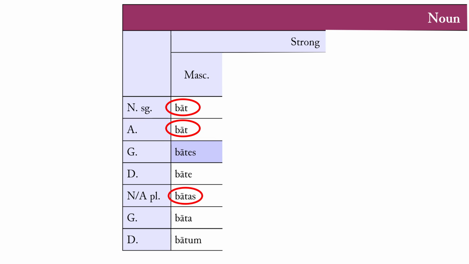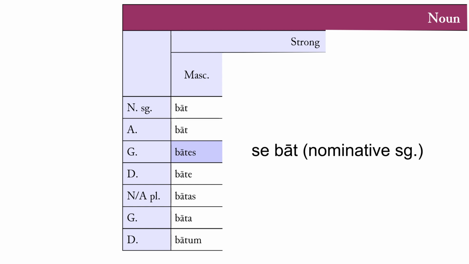In practice, you'll often know from the context whether your noun is nominative or accusative. For instance, by looking at the demonstrative pronoun that belongs to the noun. Se bāt is nominative, but þone bāt is accusative.